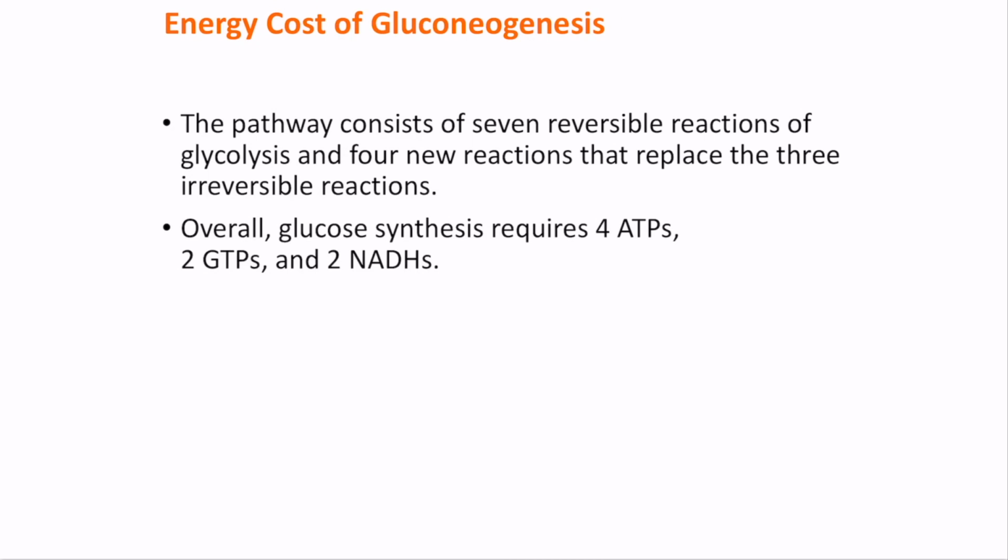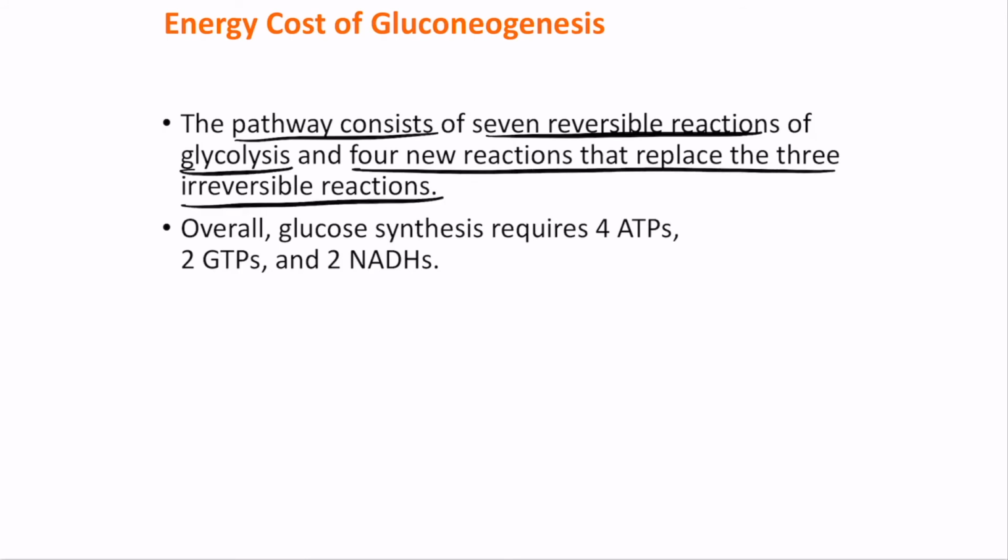Now what is the energy cost of gluconeogenesis? The pathway consists of 7 reactions of glycolysis and 4 new reactions that replace the 3 irreversible reactions. Overall, glucose synthesis requires 4 ATPs, 2 GTPs, and 2 NADHs.